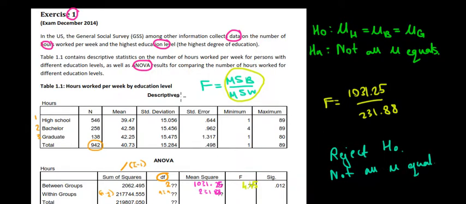So our intuition was right. We thought that depending on the education level, we're going to work more or less. And this data confirms it. And we are done.